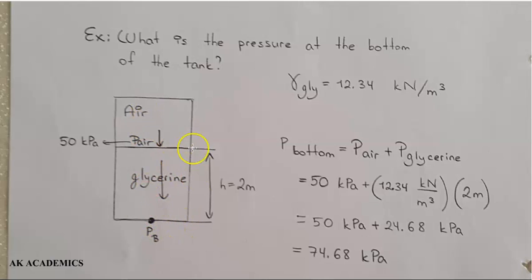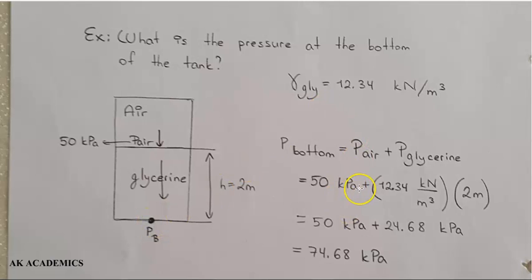And from the look of things, these are immiscible liquids. Immiscible liquids, they do not mix. So we have air at the top, separated at the top, and glycerin separated to the bottom. So the specific weight of glycerin is given as 12.3 kilonewtons per cubic meter. So pressure at the bottom will be equal to pressure of air plus pressure of glycerin. That will be the pressure we have at the bottom here.